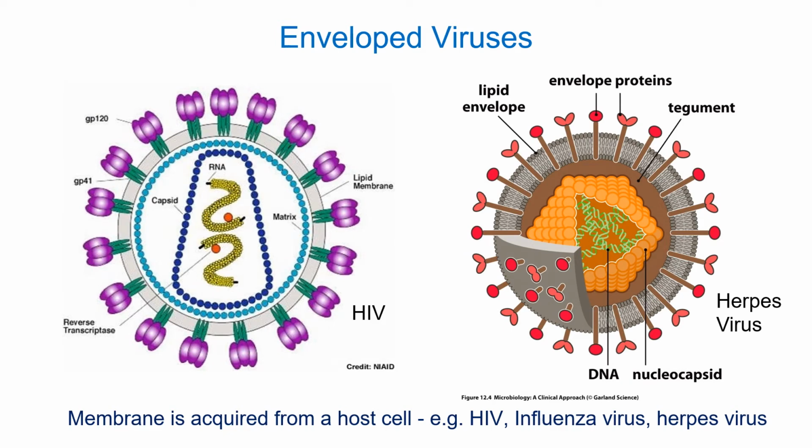Enveloped viruses are surrounded by a phospholipid bilayer, and this is a chunk of plasma membrane that they stole from a host cell. And it serves to help them hide within your body. Your immune system might not recognize them as foreign because this outer layer is similar to what we see in the host cells. Now note that inside of this, they will still have a capsid, and that capsid is quite often polyhedral in shape.